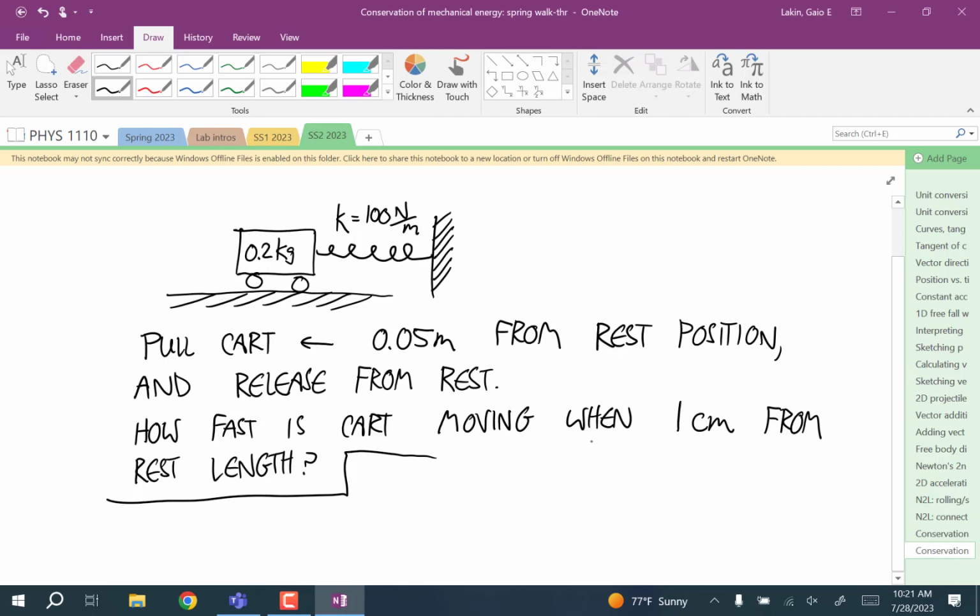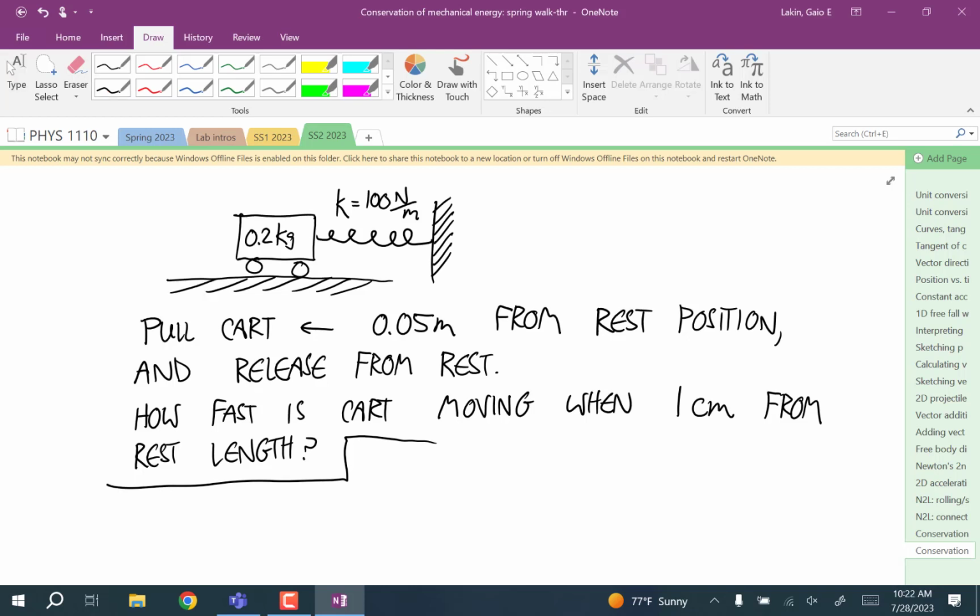So this answer we're going to get would be the answer when the spring is stretched 1 centimeter past its resting position, and when the spring is compressed 1 centimeter past its resting position. That's always the way these problems work. That's just the way spring motion works.